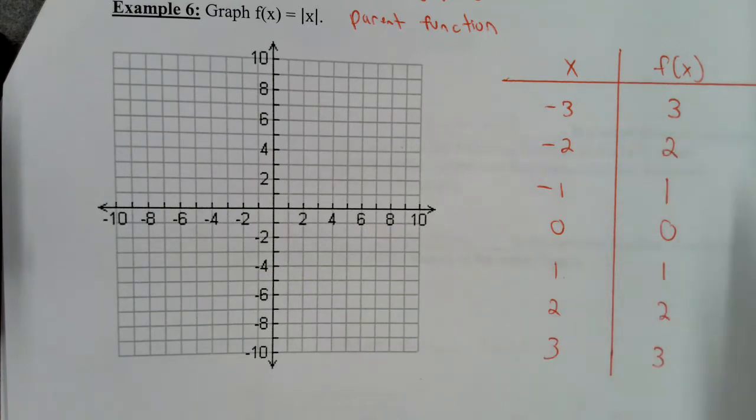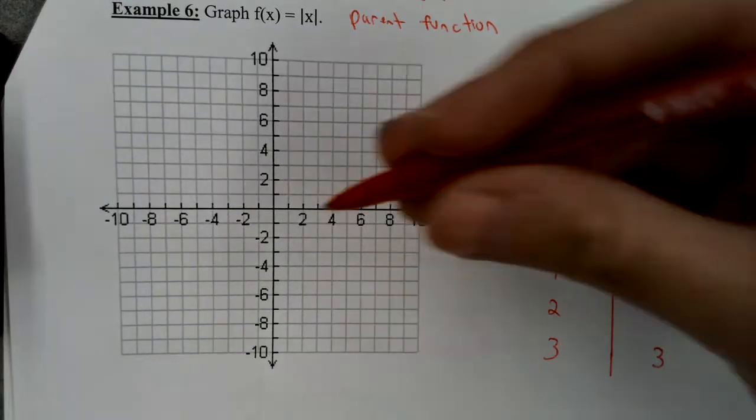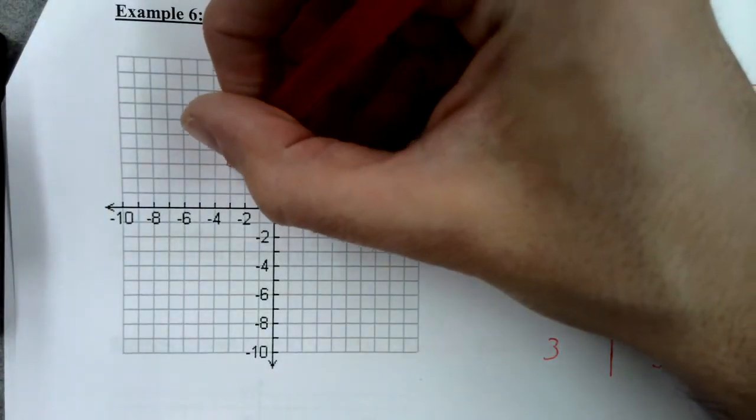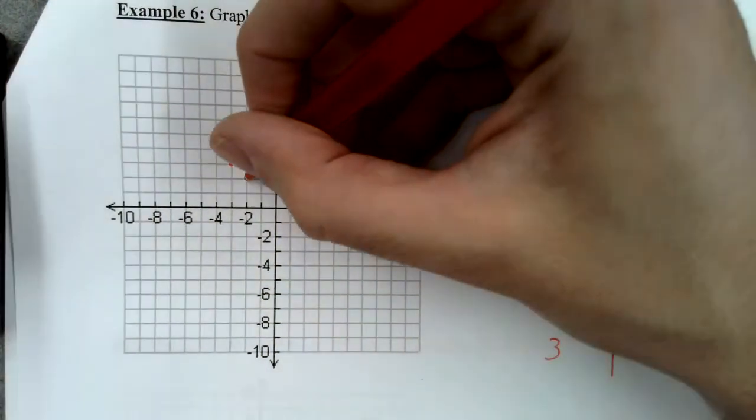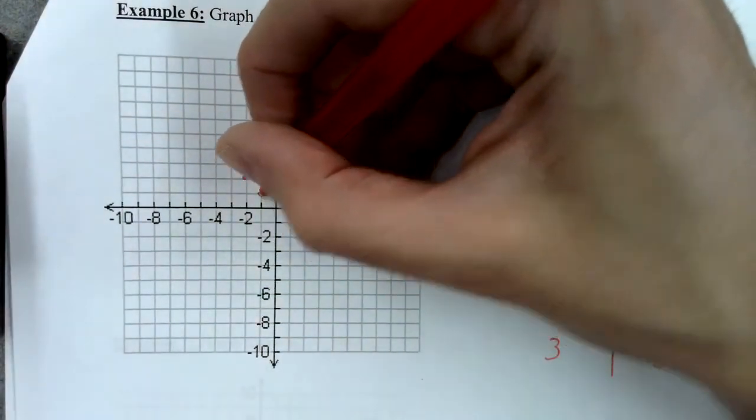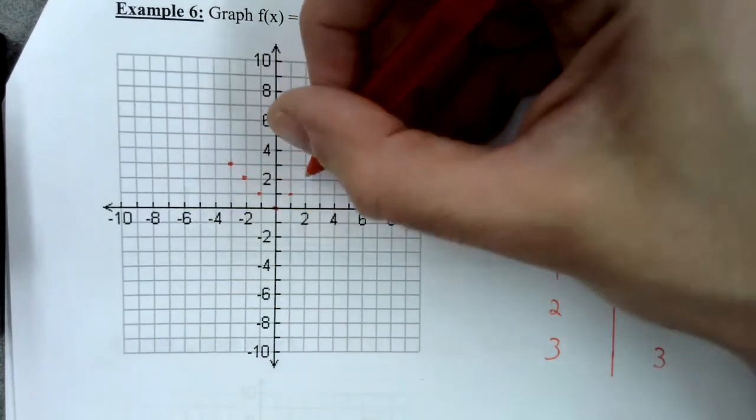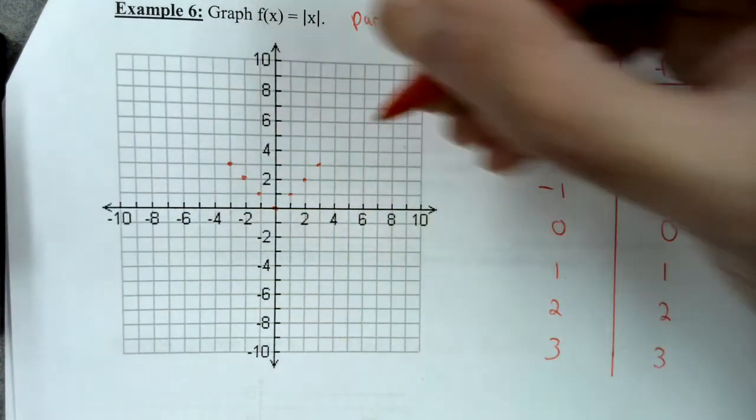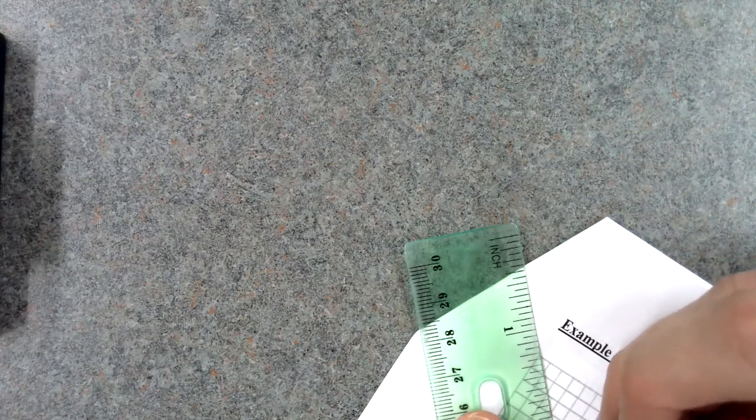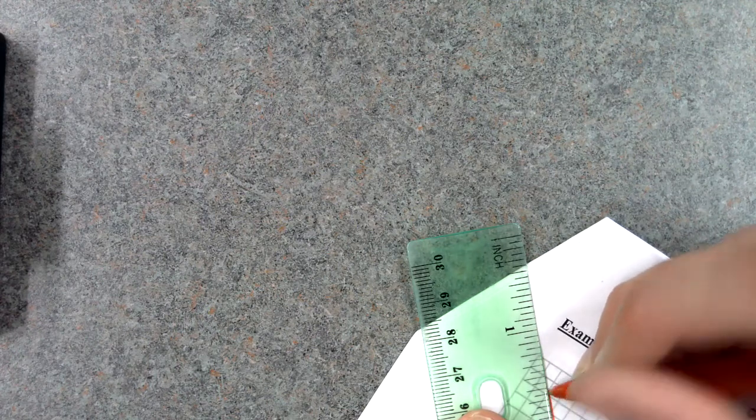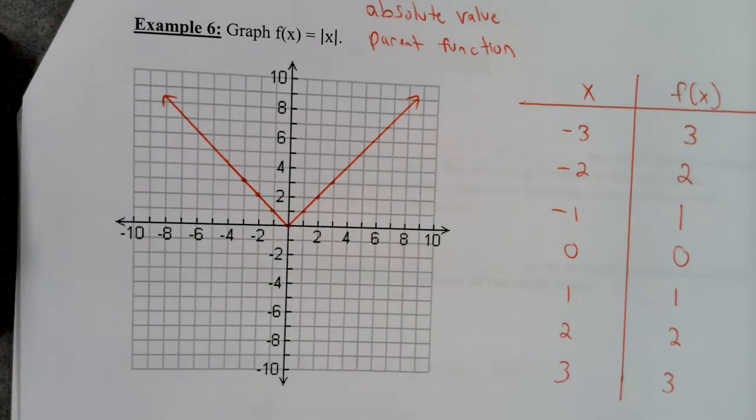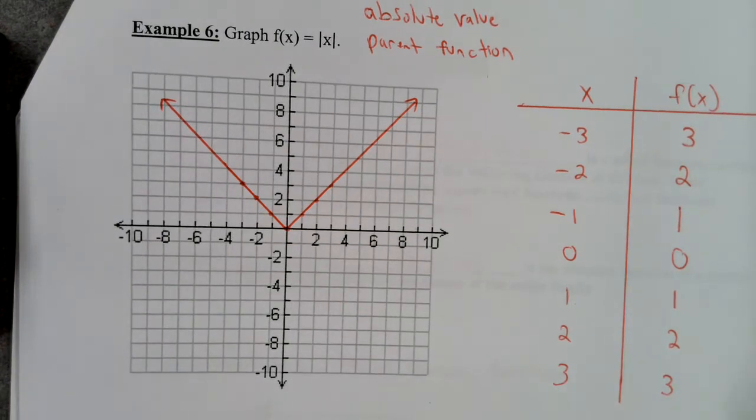So we're going to graph these. So -3, 3. -2, 2. -1, 1. 0, 0. 1, 1. We had 2, 2. We had 3, 3. Now this one is going to be a V shape. The quadratic parent function was a U shape. This one's going to be a V shape. And again, try to commit that to memory.